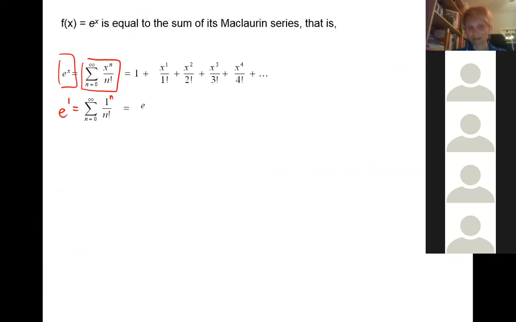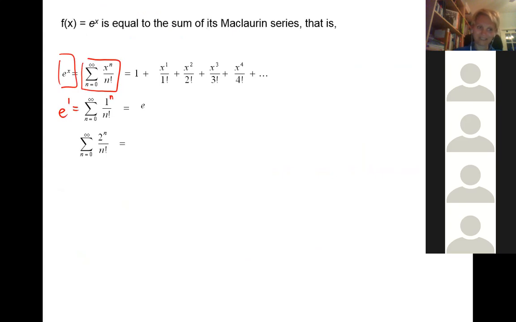Now, quite neat. We know the sum. We keep adding 1 over 1 factorial, 1 over 2 factorial, 1 over 3 factorial, and the sum will never be greater than the value e, 2.7. Okay, what about this one? Can you tell me the sum of this one?